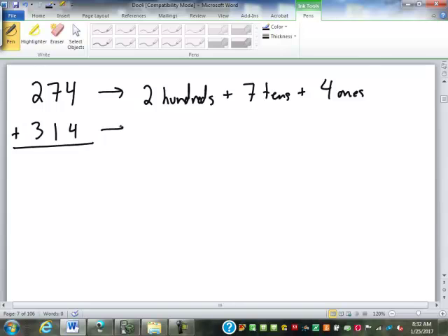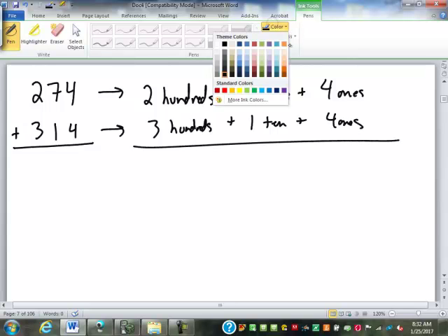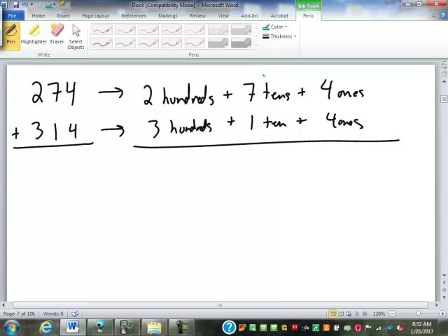So if I'm going to do an addition problem, like 274 plus 314, I'm going to write that one out in long form as well. It says 300s, 1 ten, and 4 ones. When we add numbers, it's always been drilled into us that we have to line up our columns so that we can add straight down our columns. Why is that? Well, when we add numbers, we can only combine things that have the same name, and that goes down to each digit.